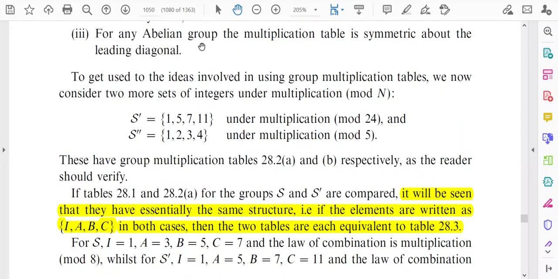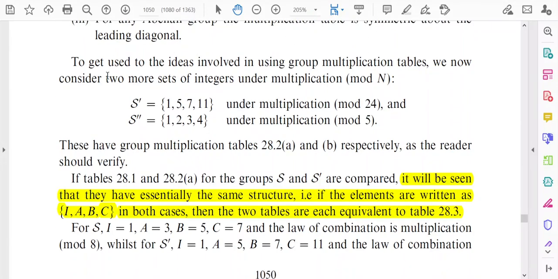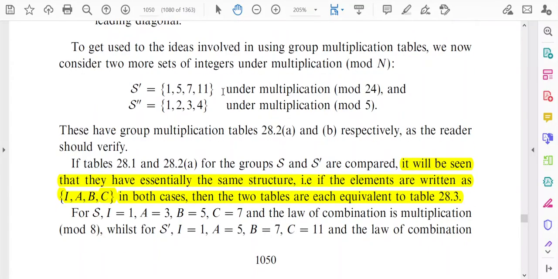For any abelian group, the multiplication table is symmetric about the leading diagonal. To get used to the ideas involved in using group multiplication tables, we now consider two more sets of integers under multiplication mod n. So, let us consider two more groups.